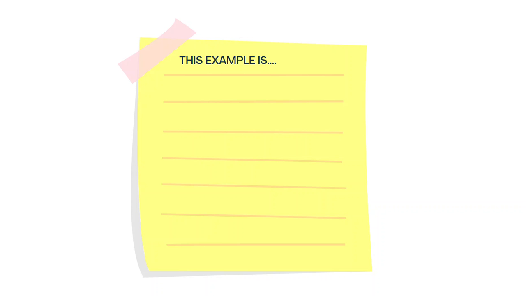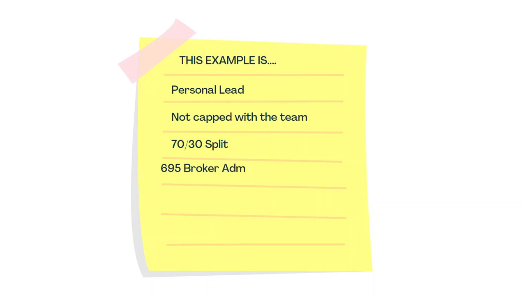Now, we know that there's 100 different ways that a commission can get to you. There's the lead source. There's all sorts of different pieces. For this example, it is my own personal lead. I've not capped with the team yet, so it's going to be a 70-30 split. There's a $695 broker admin fee on here, where $495 is going to the team and $200 is coming back to me as the agent.